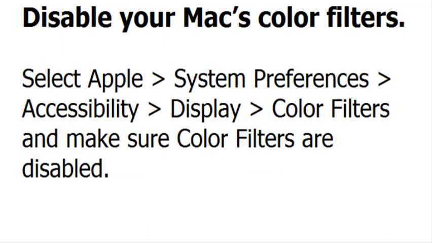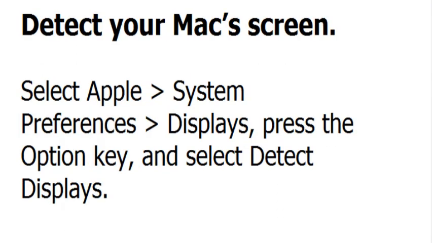Another one is disable your Mac color filters. Select Apple, choose System Preferences, choose Accessibility, choose Display, choose Color filters, and make sure color filters are off. Another one is detect your Mac screen. For this, select Apple, choose System Preferences, Displays, press the Option key, and select Detect Displays.